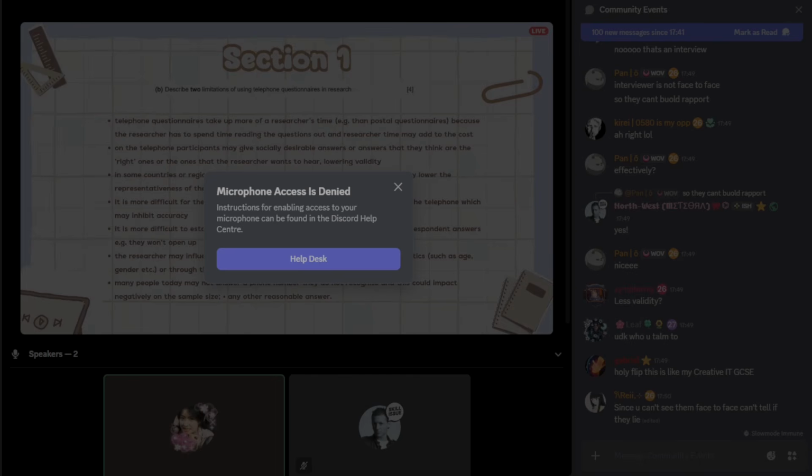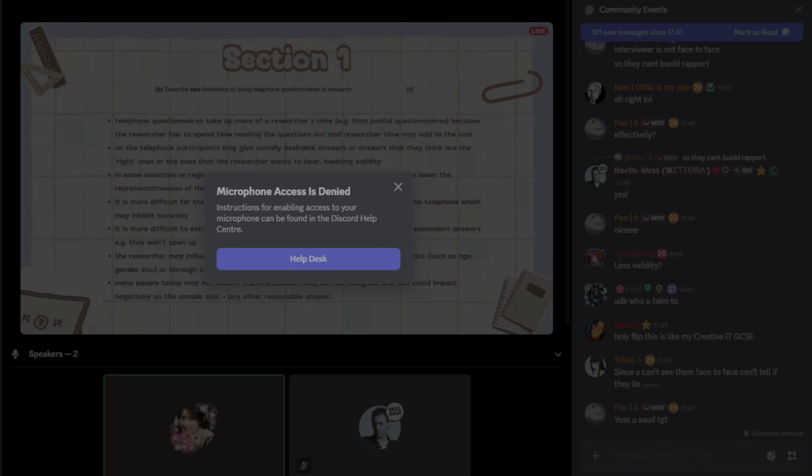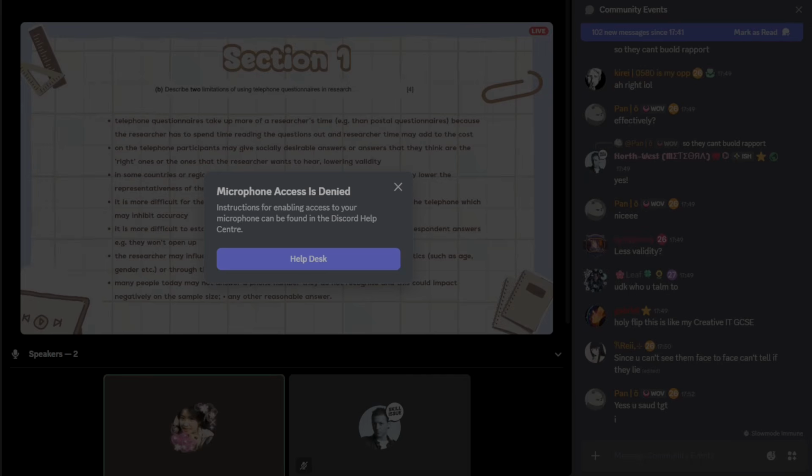It is also more difficult for the interviewer to read nonverbal cues or body language on the telephone, which may inhibit accuracy. I think someone mentioned less validity. Yes, it does correlate to that. It is also more difficult to establish rapport or trust over the phone, which may negatively affect respondents' answers. For example, they won't open up or they have a hard time answering the question because they're scared of what the interviewer might do with their information. Furthermore, many people today may not answer a phone number they do not recognize, and this could impact negatively on the sample size.